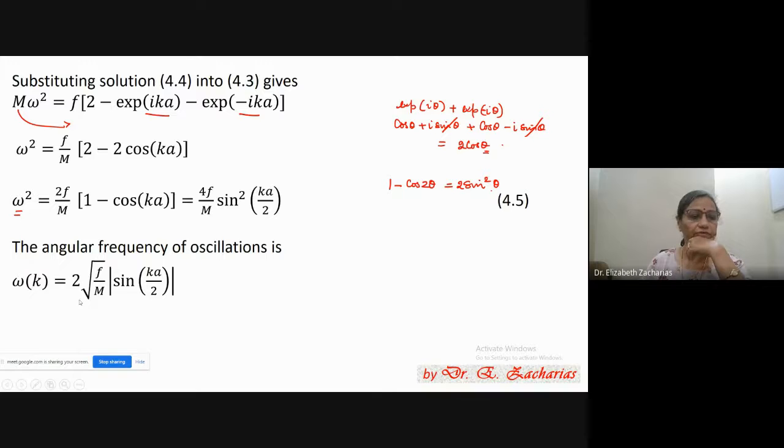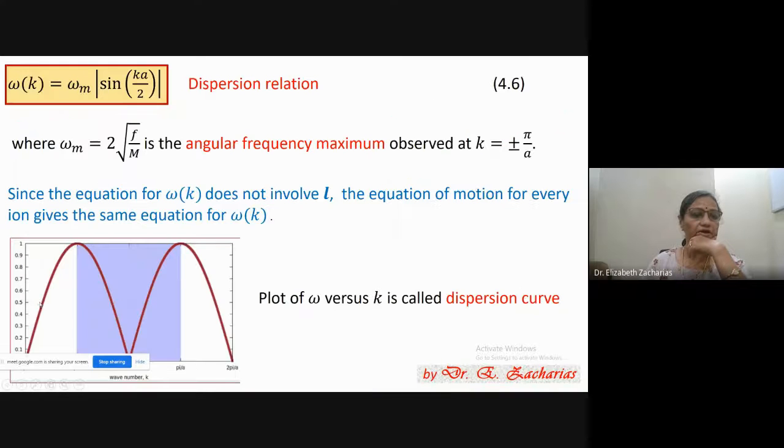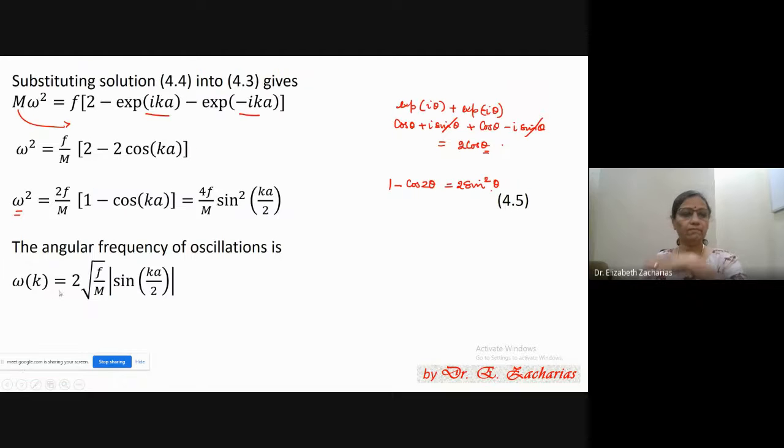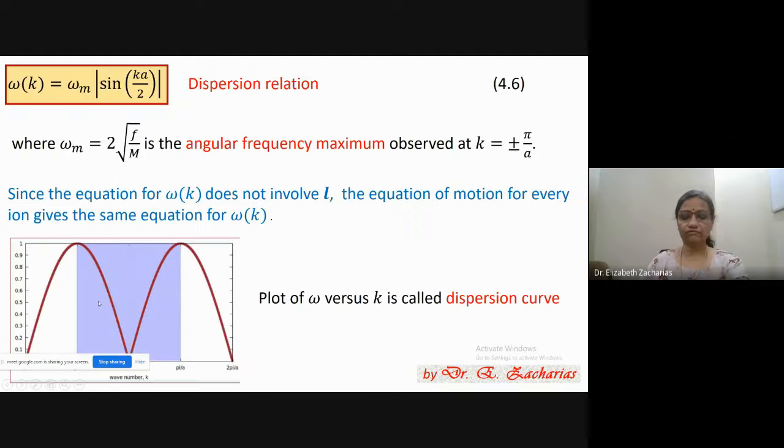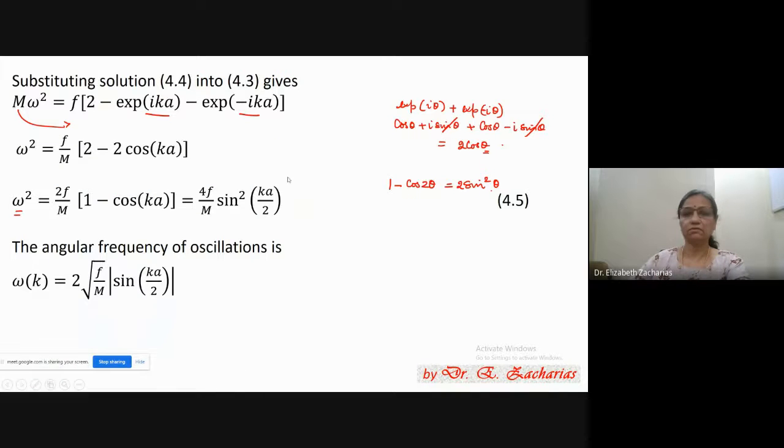So the angular frequency you're seeing is omega as a function. Omega is a function of k.